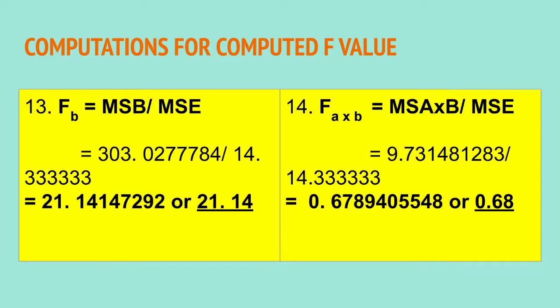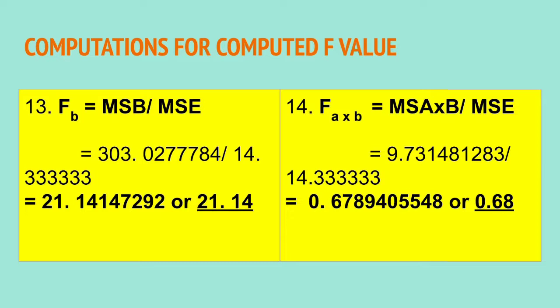To get the computed F value of factor B this time, we will be using factor B's mean square and divide that by the error mean square. So that would be the mean square of factor B, 303.02777784, divided by the error mean square, and we'll get 21.1414729.